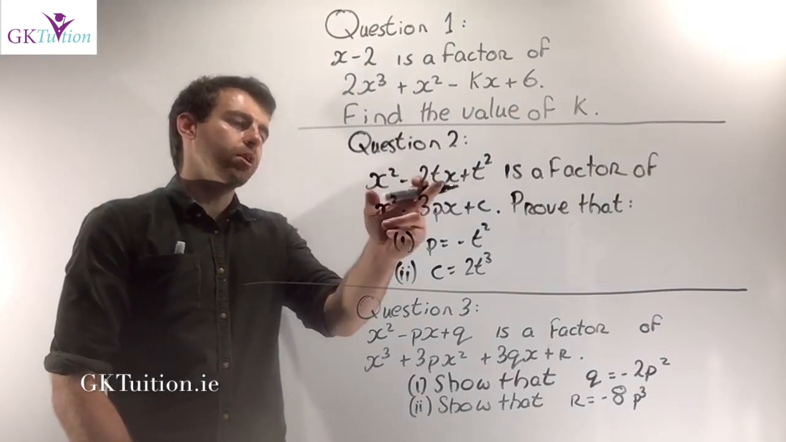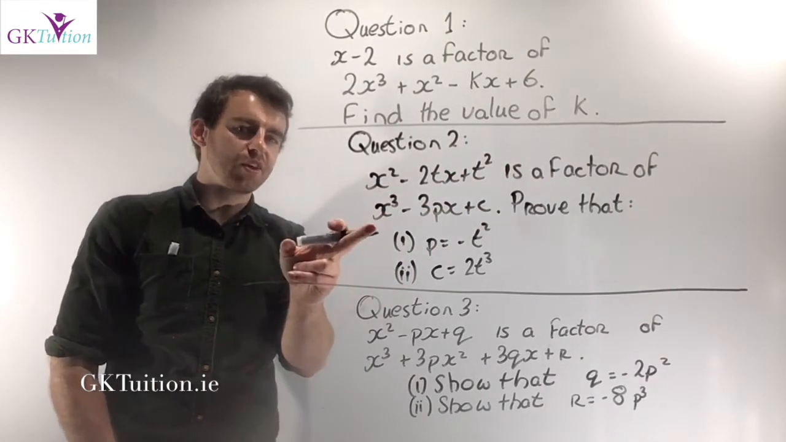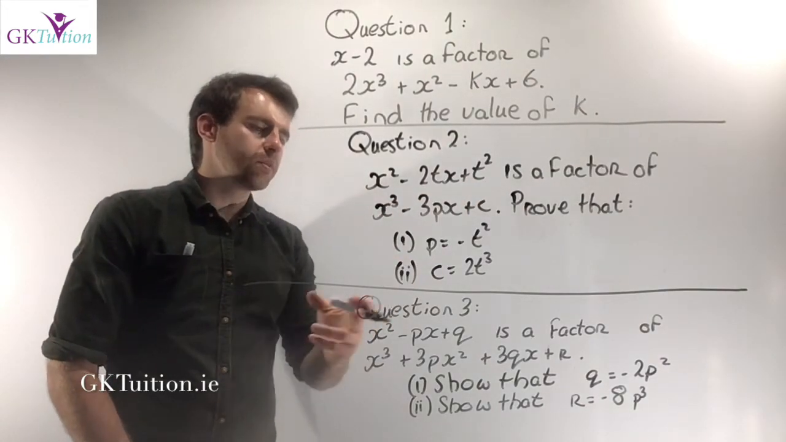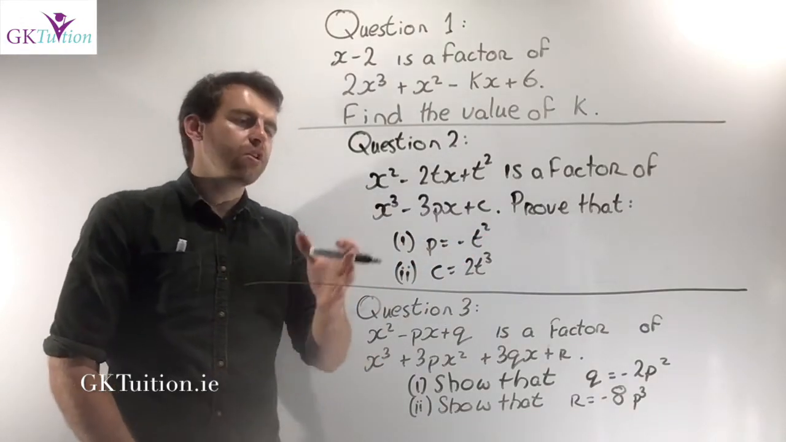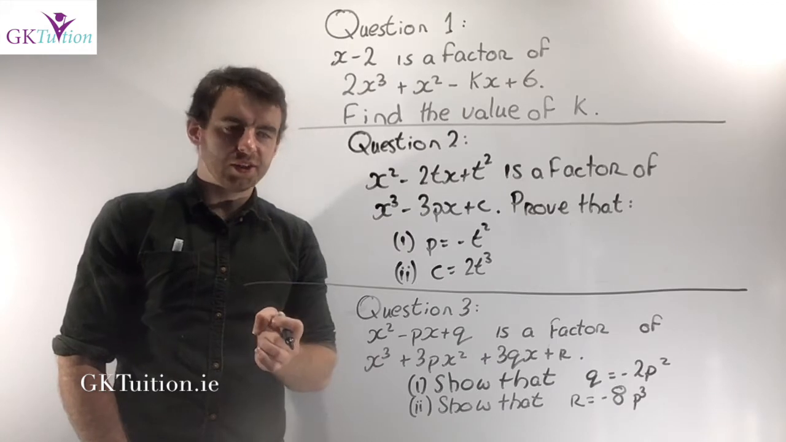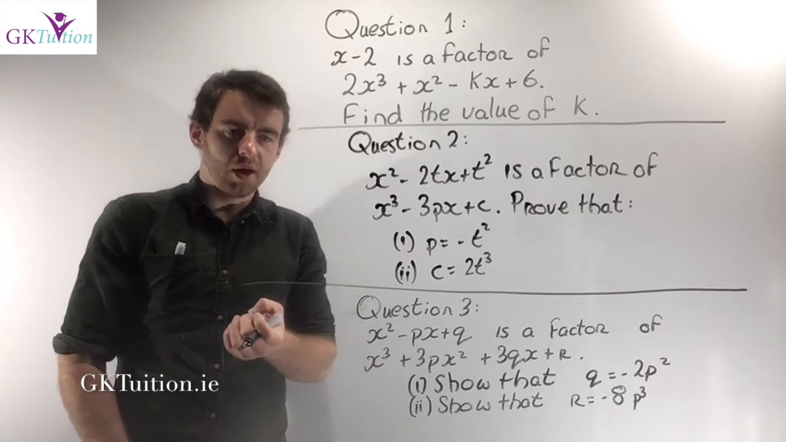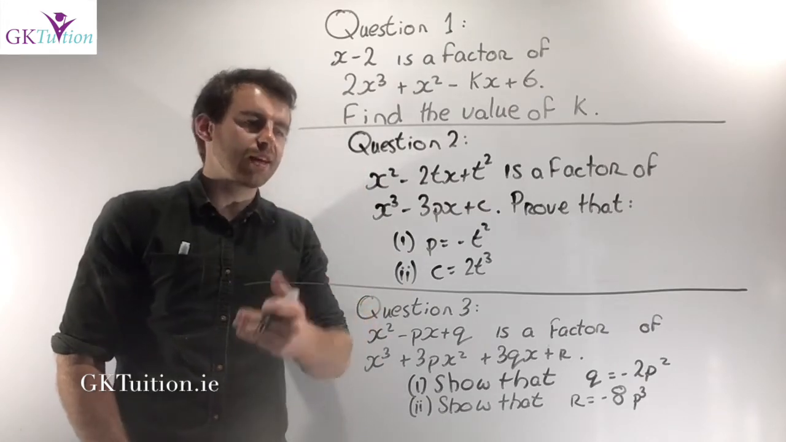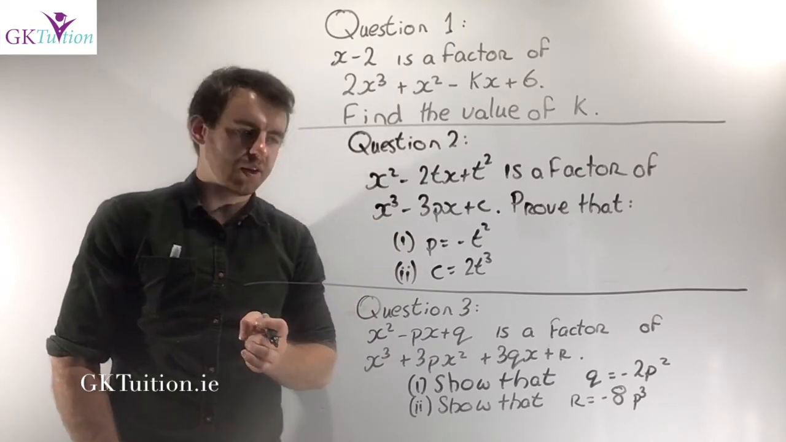Question 2, we have x squared minus 2tx plus t squared is a factor of this. Now, I want you to notice that this is an x cubed, and then there's no x squared, and then there's an x, and then there's a constant. You've been asked to prove that p equals minus t squared and c equals 2t cubed. In order to do that, you're going to have to divide this factor into this cubic. However, you cannot carry out long division if there's no x squared term in the cubic. Remember from junior cert, when you're doing long division, if you have an x cubed, the next term has to be an x squared. Then the next term has to be an x, the next term has to be a constant. So you need to add in 0x squared in order to carry out your long division there.